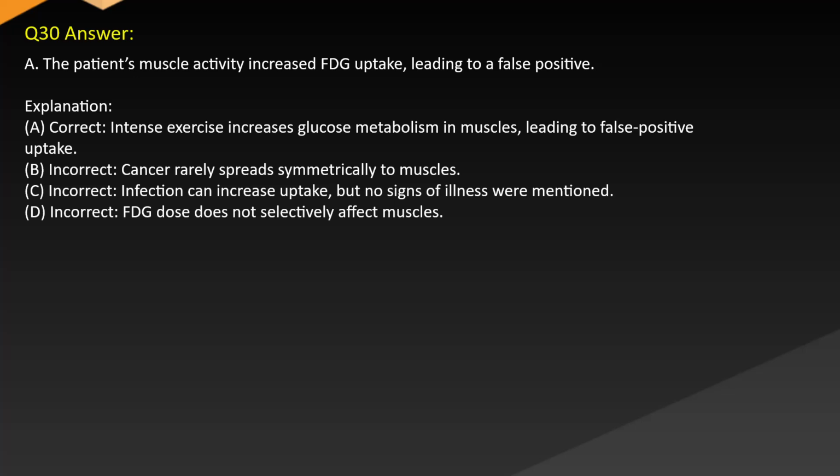Answer A. The patient's muscle activity increased FDG uptake, leading to a false positive. Explanation. A. Correct. Intense exercise increases glucose metabolism in muscles, leading to false positive uptake. B. Incorrect. Cancer rarely spreads symmetrically to muscles. C. Incorrect. Infection can increase uptake, but no signs of illness were mentioned. D. Incorrect. FDG dose does not selectively affect muscles.